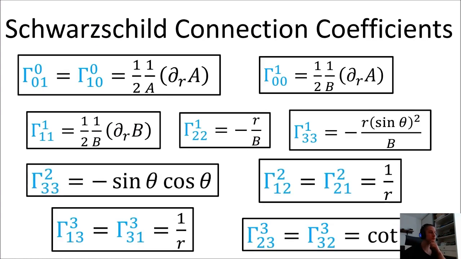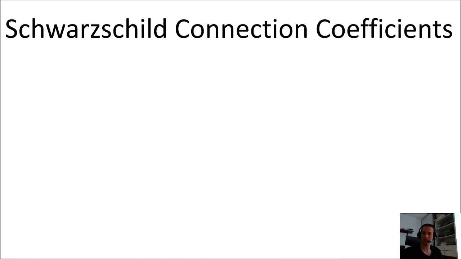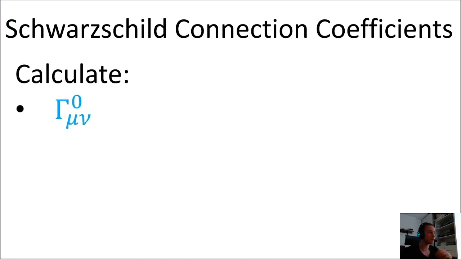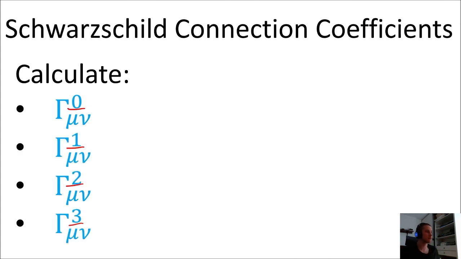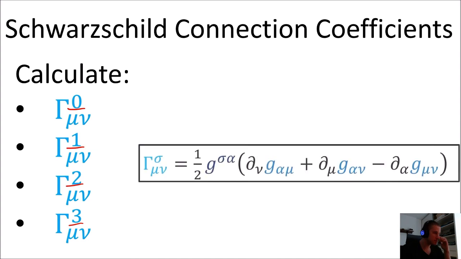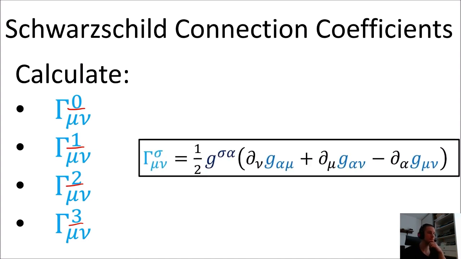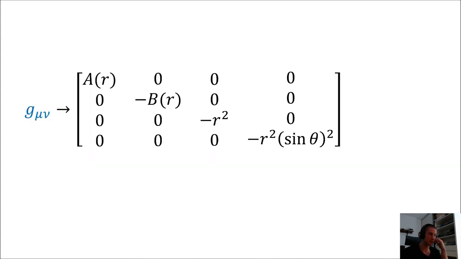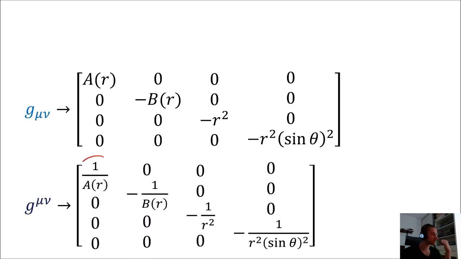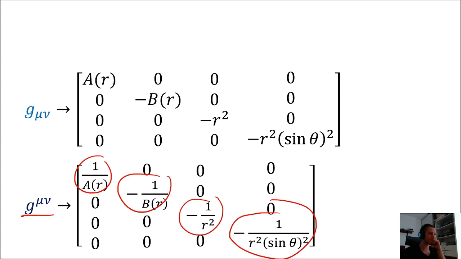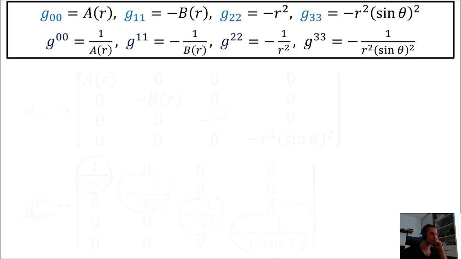There are 13 non-zero connection coefficients in the Schwarzschild solution, and only 9 of them are independent. Calculating them is pretty boring, but necessary. I'll start by solving for the connection coefficients with a 0 upper index, then a 1 upper index, then the 2 and 3 upper indices. So here's the standard formula for the connection coefficients. Since the metric is diagonal, we can easily get the inverse metric just by taking the reciprocal of all of the diagonal elements, denoted by g with the upper indices.